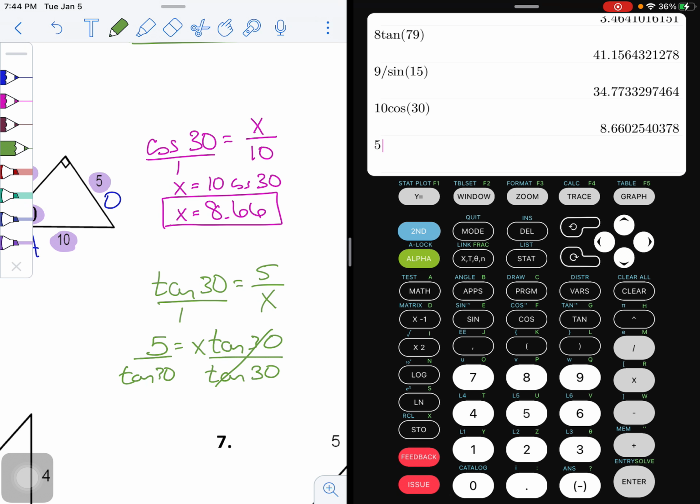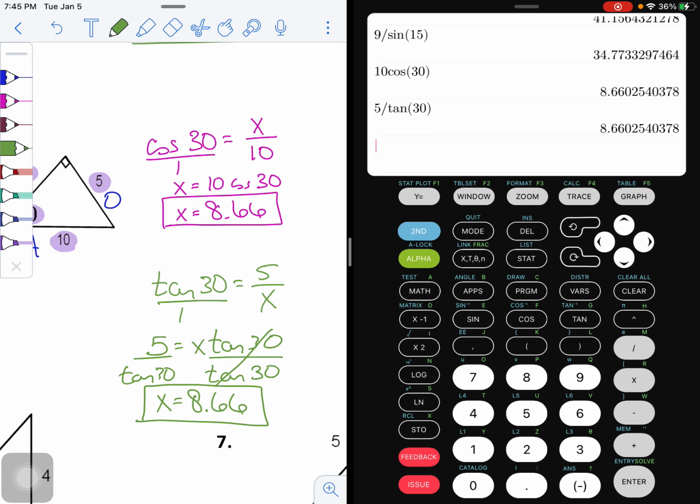And let's see, we're going to have 5 divided by tangent of 30. Oops, I don't know why I just tried to put another set of parentheses in there. I'm having parentheses issues here. Hold on a second. So 5 divided by tangent 30, close the parentheses. There we go. And it shouldn't really be a shock that you're getting the exact same answer.